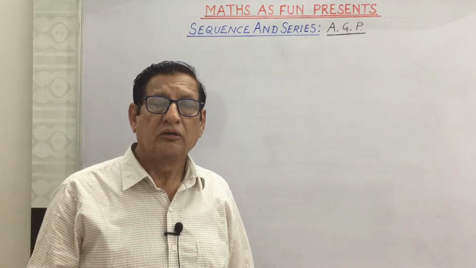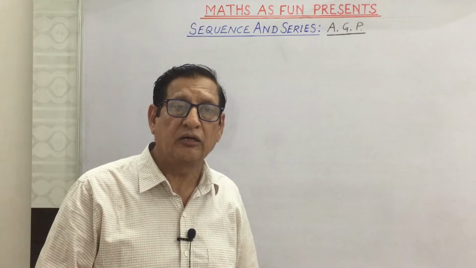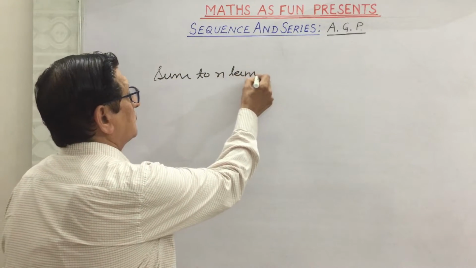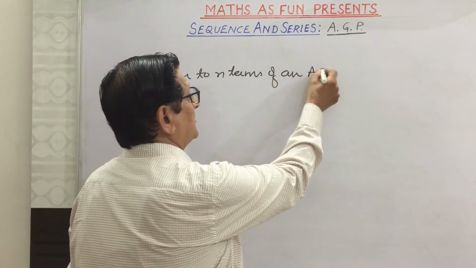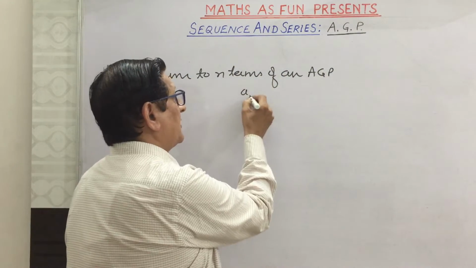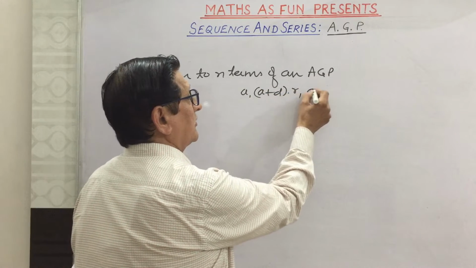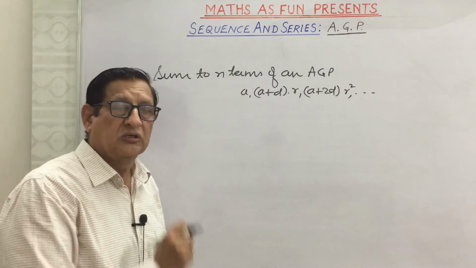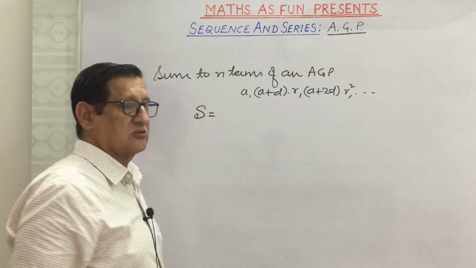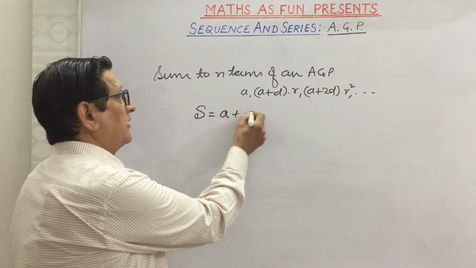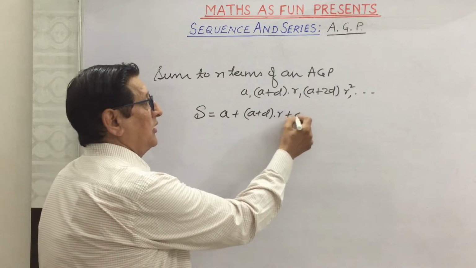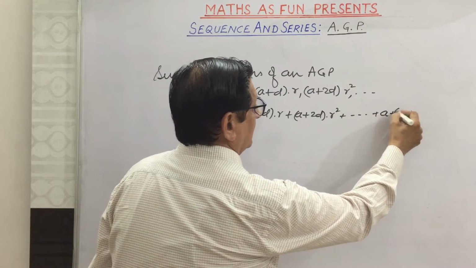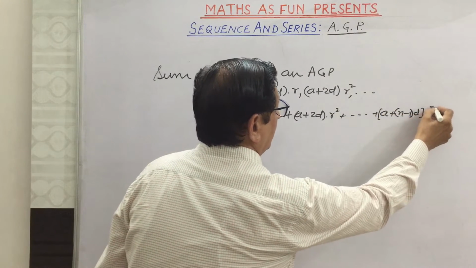Now we will learn to find the sum to n terms of an AGP, that is a, a plus d into r, a plus 2d into r square and so on. Suppose the sum of n terms is given by S. So it will be a plus a plus d into r plus a plus 2d into r square and so on, a plus n minus 1 into d into r power n minus 1.